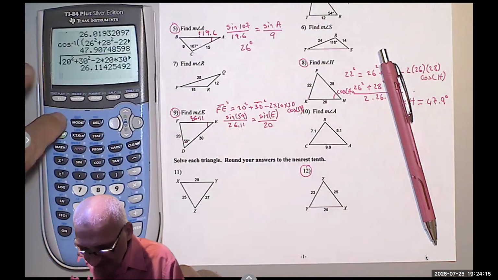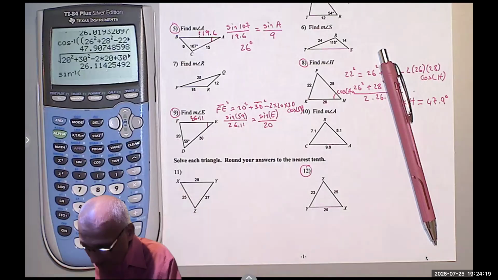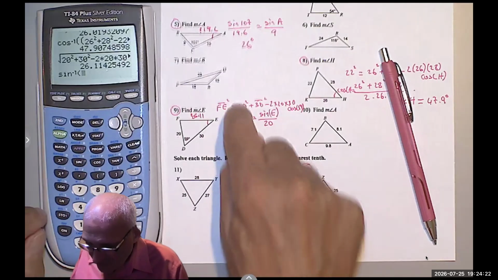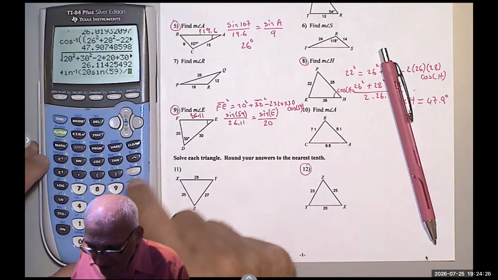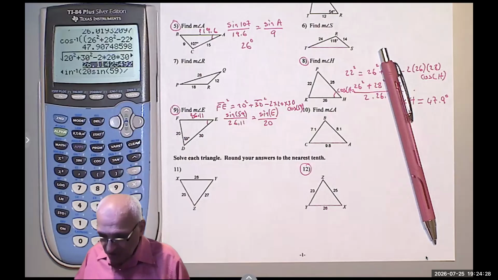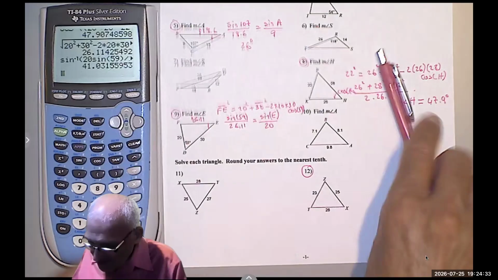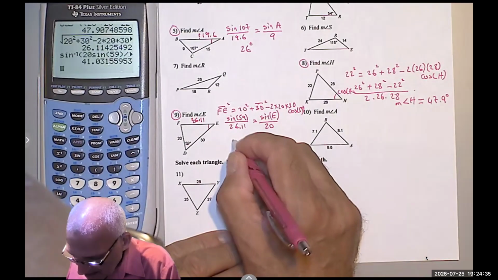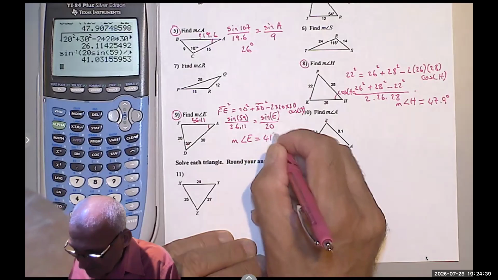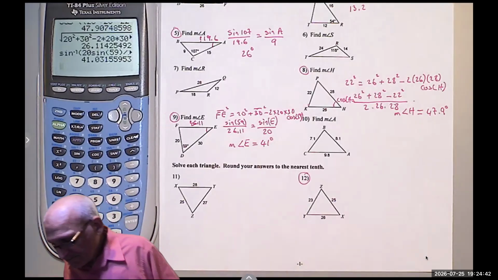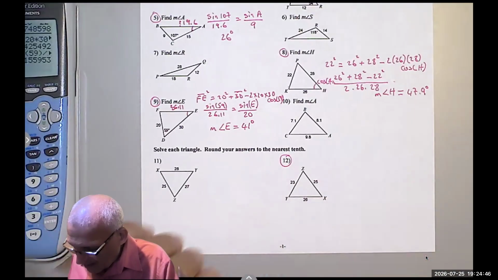So I will take inverse sine of this times this over that. So 20 sine 59 over this number. I'm not going to type it. I have it in my calculator. And that gives me 41 degrees. Measure of angle E equals 41 degrees, if I need it to the nearest tenth. So I'm done with the top. I still have one problem here.